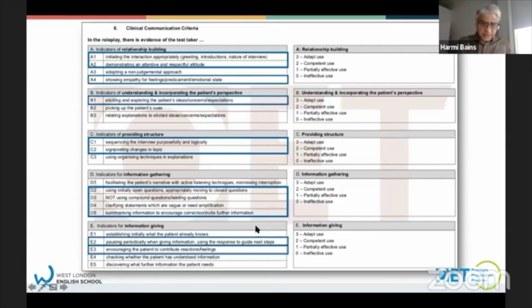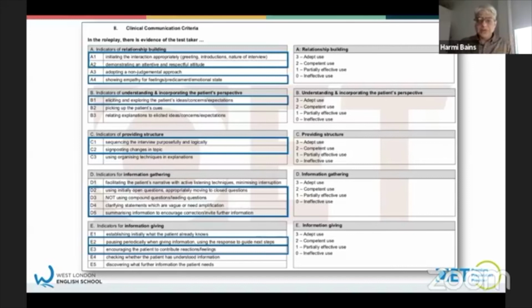Okay, and at the bottom as well, if you look at the bottom criteria, it says indicators for information giving. Remember, that's what you were doing. You were giving information. It said inform, so you were informing the patient. There's a couple of things here. The second point says pausing periodically when giving information and using the response to guide next steps. The nurse didn't just give a whole load of information and just go to the next task. Actually, the information was almost minimal, and she paused as well, which invited the patient to speak.